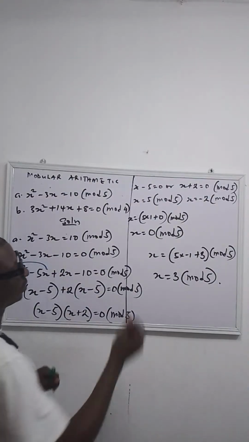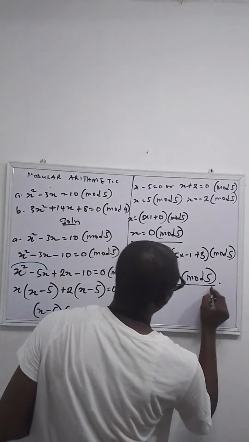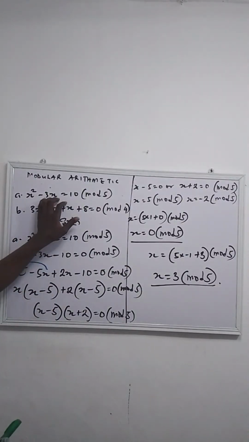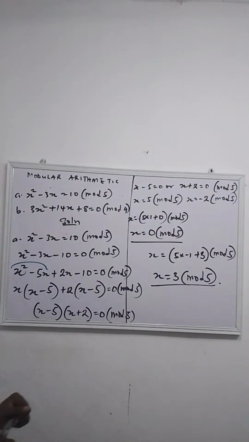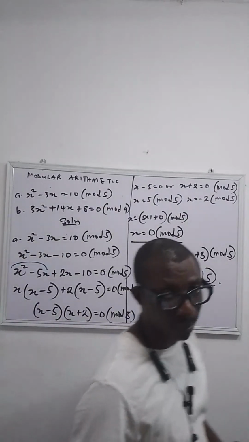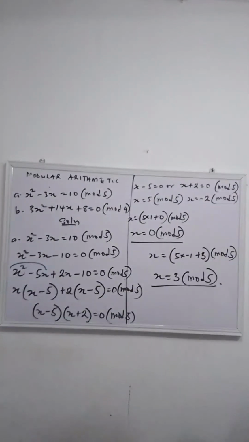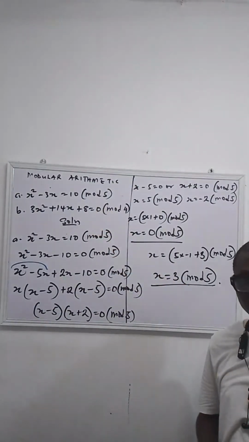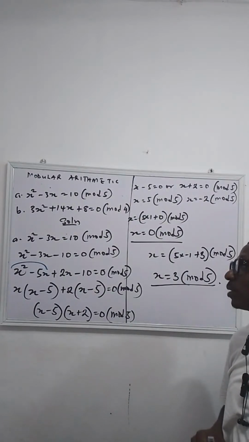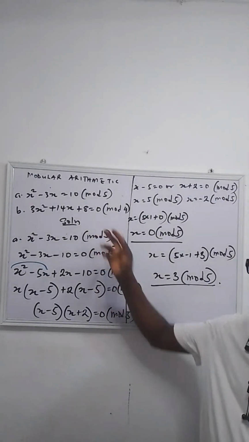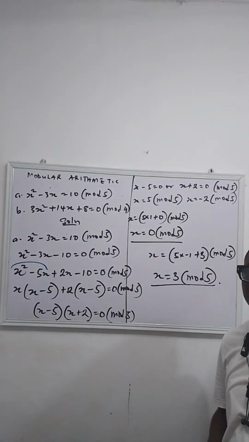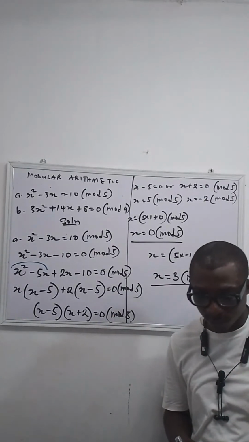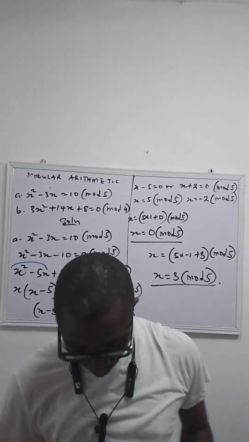So that means we have this and this as the solution of this modular quadratic equation. I want to believe you all understand that. So the second question here will be done as an assignment. I want you to practice that. Once you have your answer, make sure you keep it, because in the next class we are going to discuss that problem.